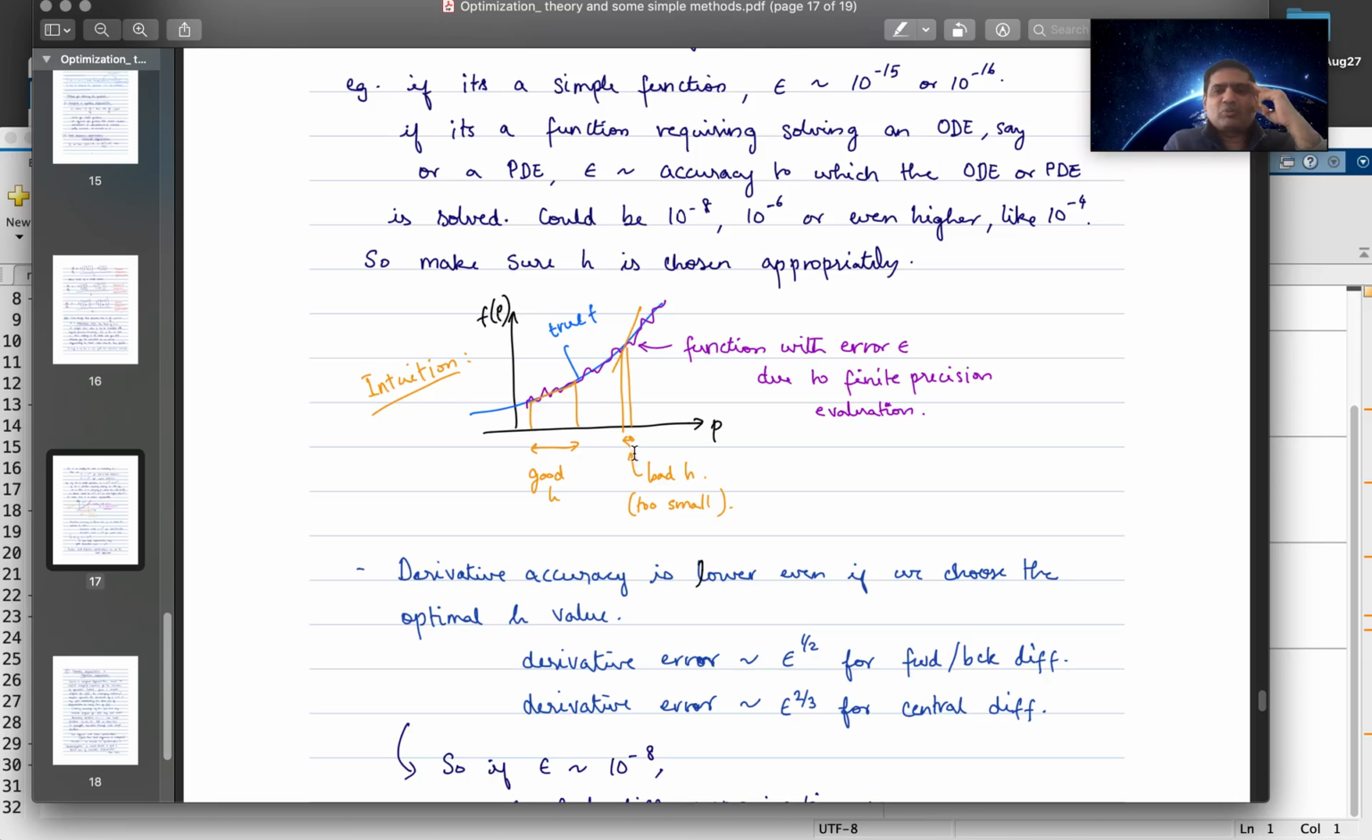If you take too small an h value, then because of this noisiness or the inaccuracy, you will essentially be differentiating the noise. The noisy curve might be wiggly, and you'll be differentiating the noise, and you'll get again a bad value for the derivative or the slope. But ideally you want some good h which steps over the noise, but not too much, so that the function itself is okay.